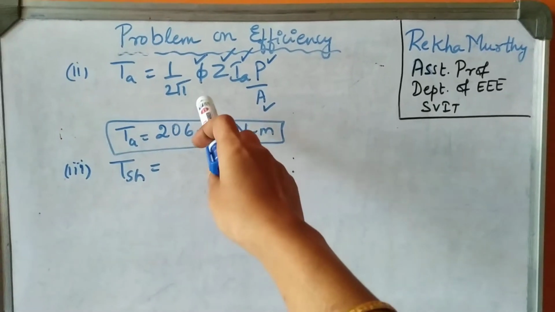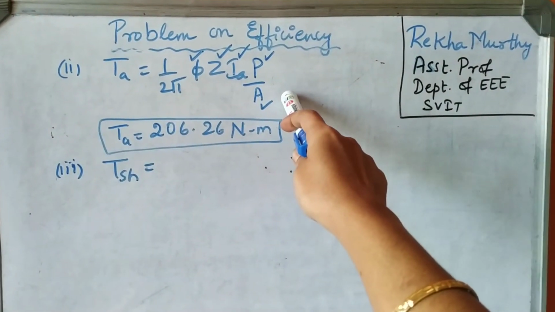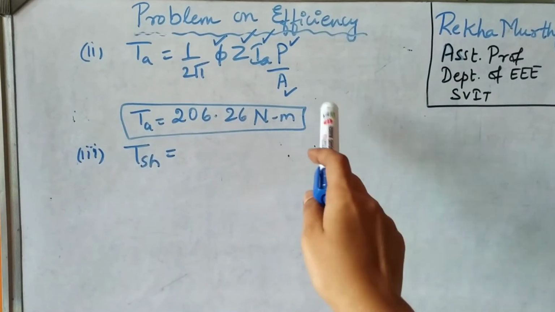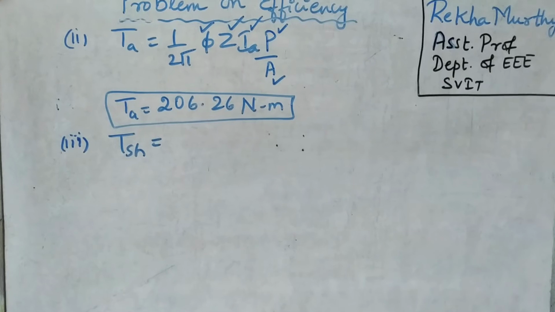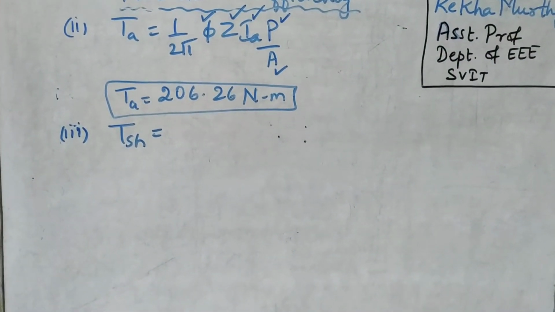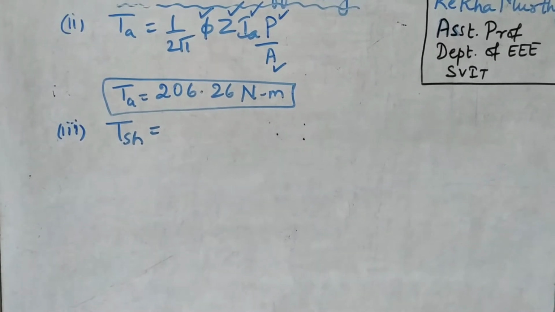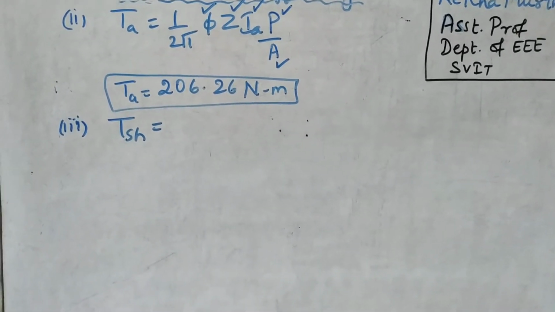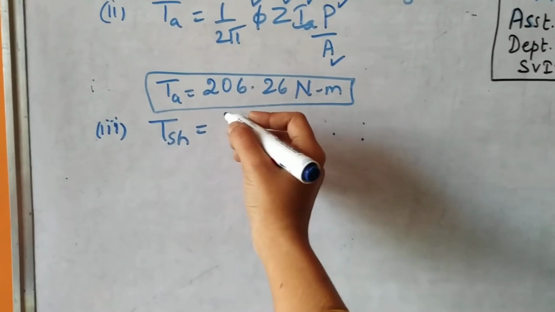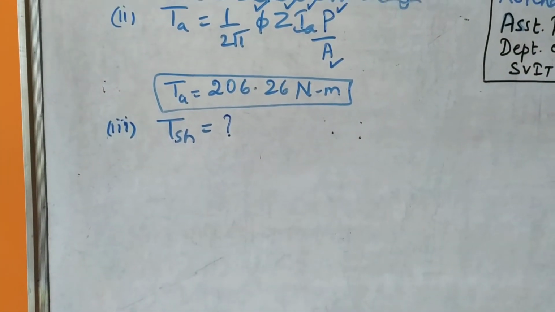The armature torque, after substituting these values, we get the answer as 206.26 Newton meter. Now coming to the shaft torque. Shaft torque, we can write a relationship with the armature torque, that is, it is nothing but the difference between the armature torque and the lost torque. But here the rotational losses are not given. So therefore we cannot use that relationship, right?